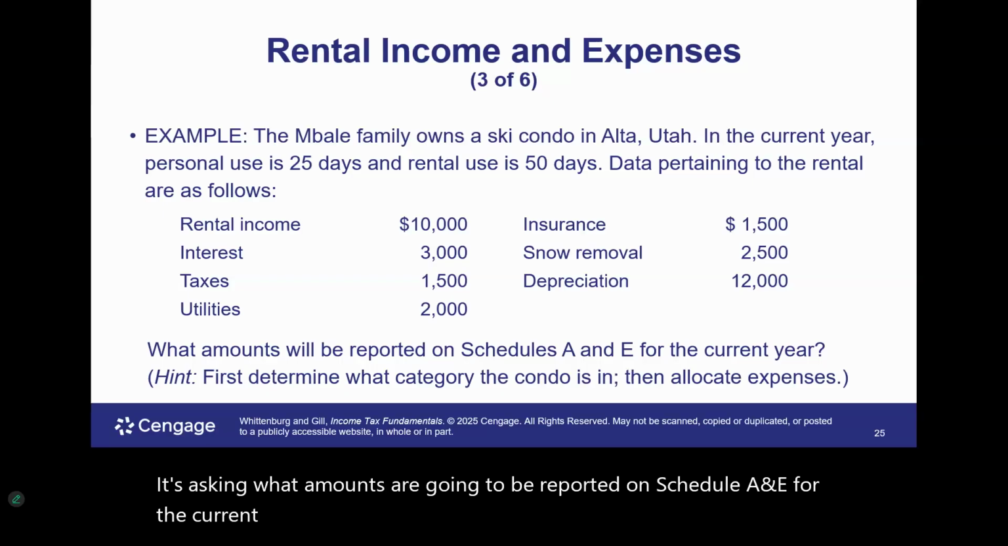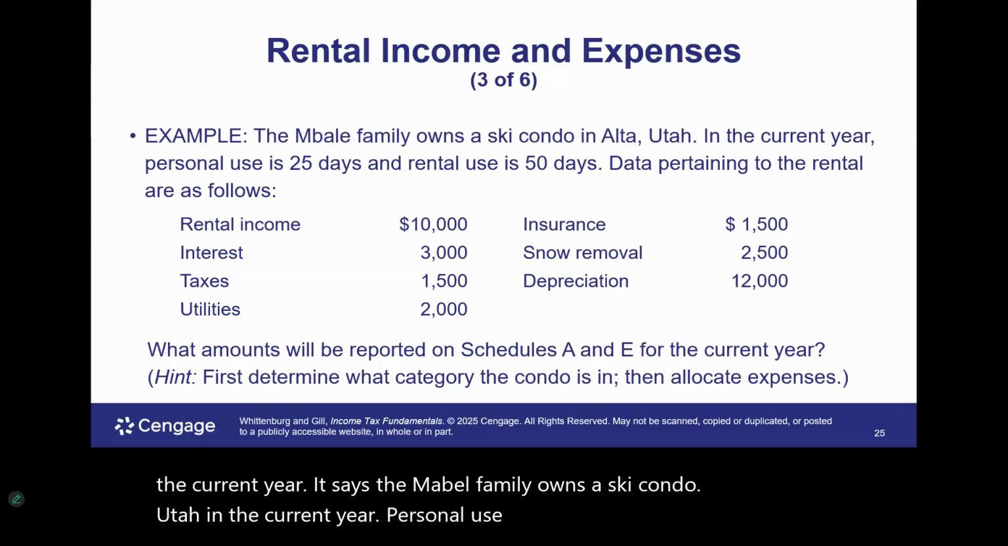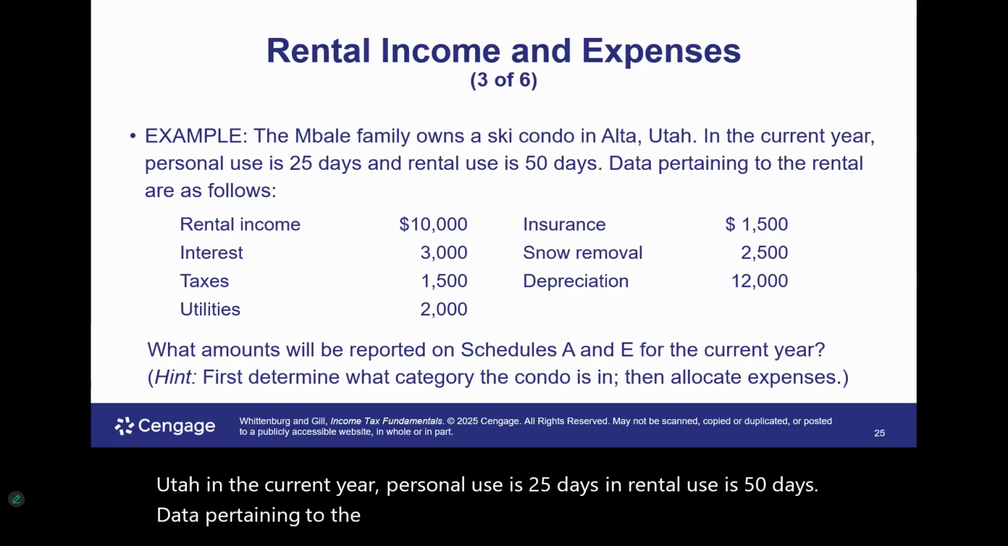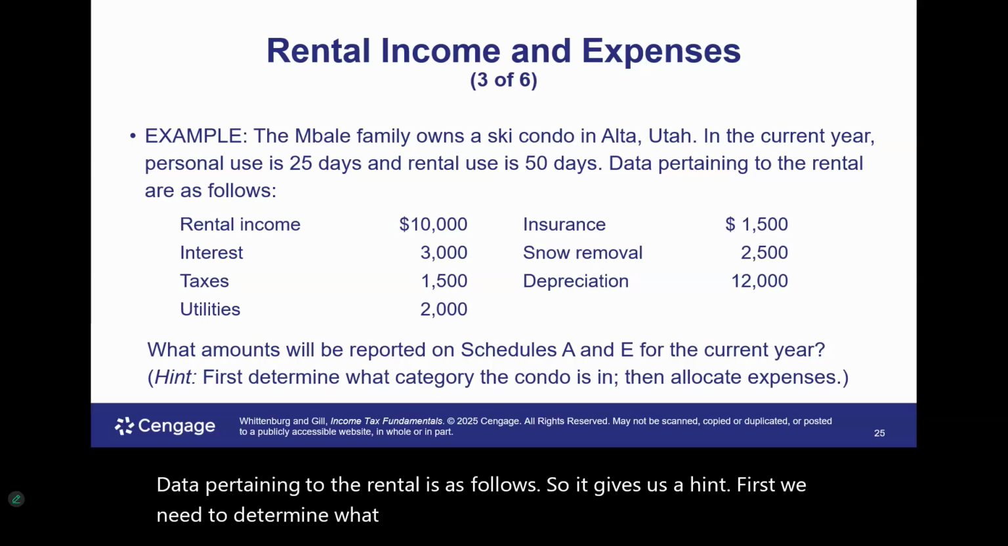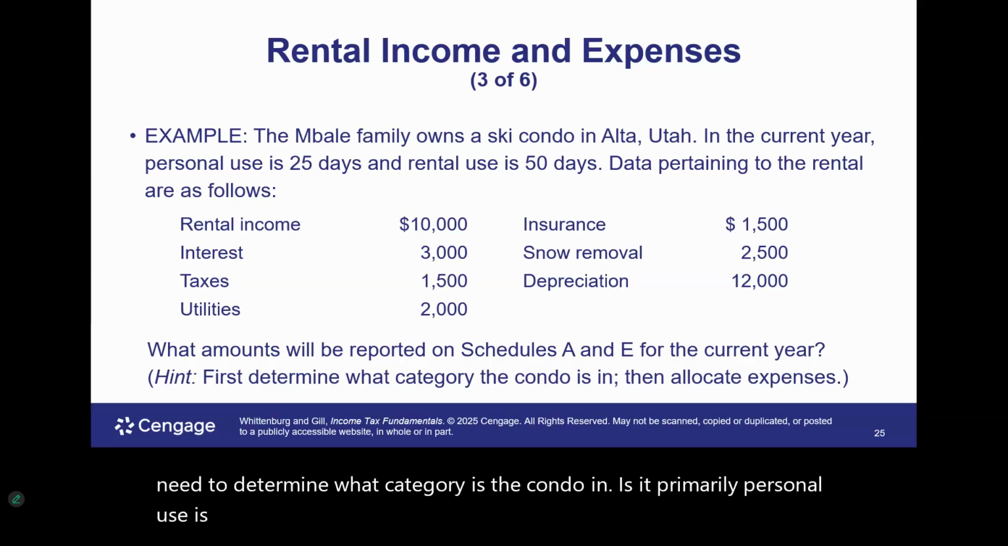It says the Mabel family owns a ski condo in Alta, Utah. In the current year, personal use is 25 days and rental use is 50 days. Data pertaining to the rental is as follows. So it gives us a hint. First, we need to determine what category the condo is in. Is it primarily personal use, primarily rental use, or personal and rental use?